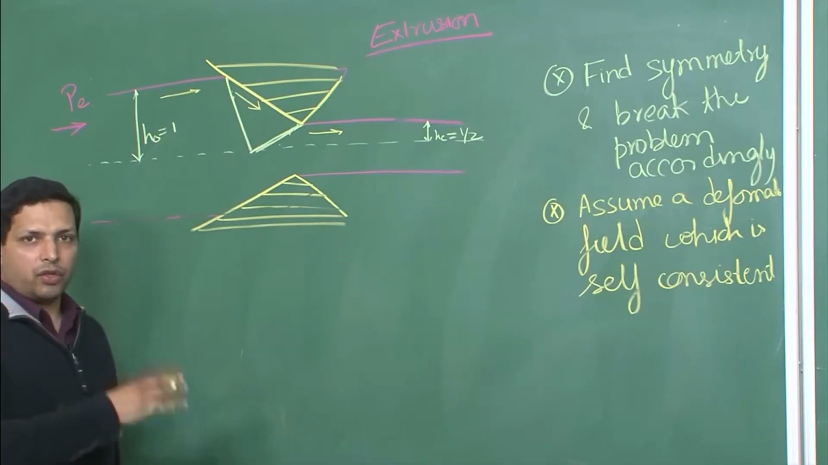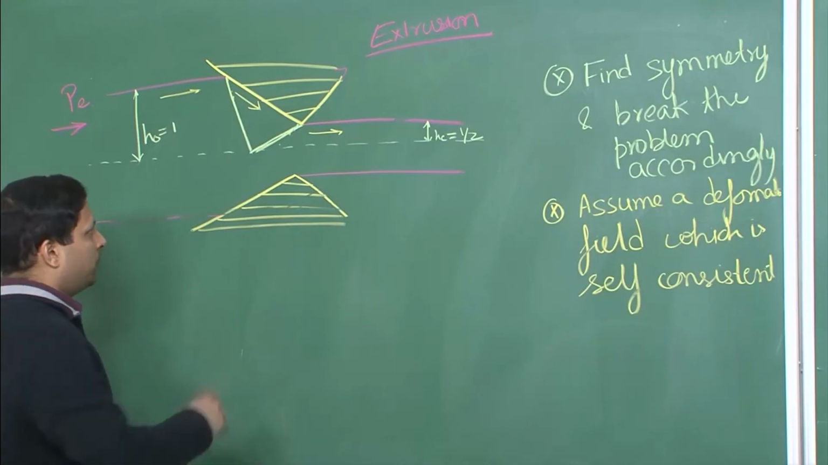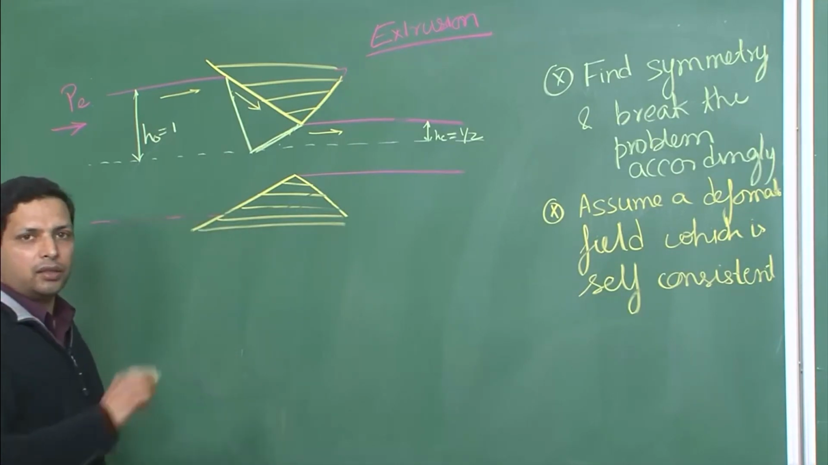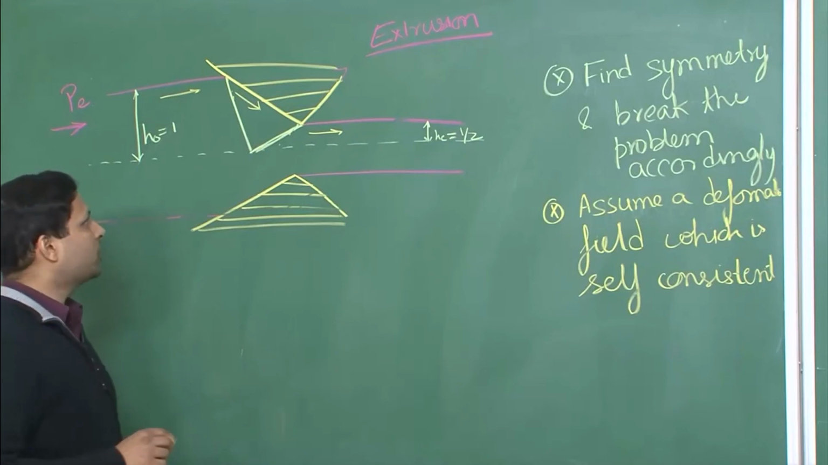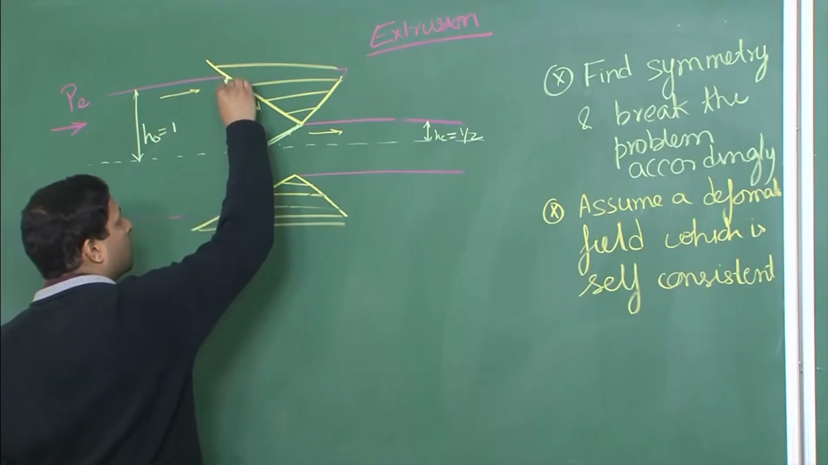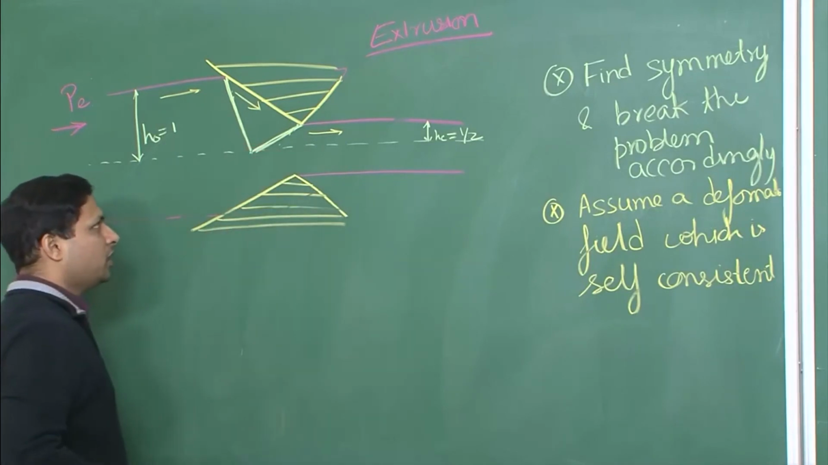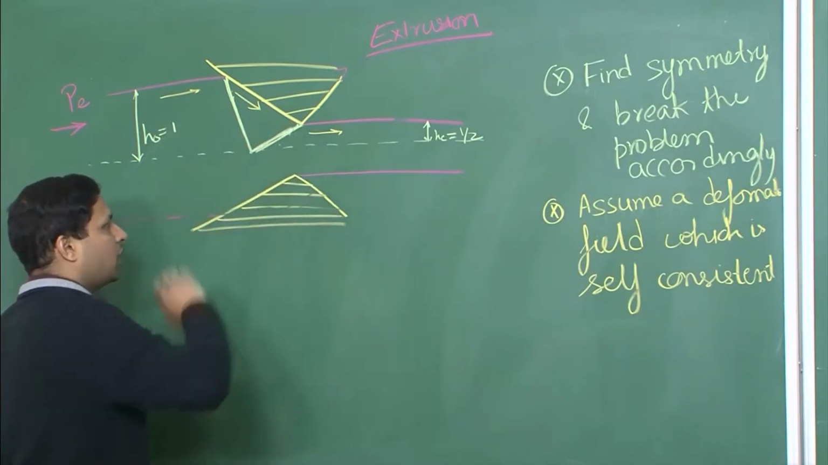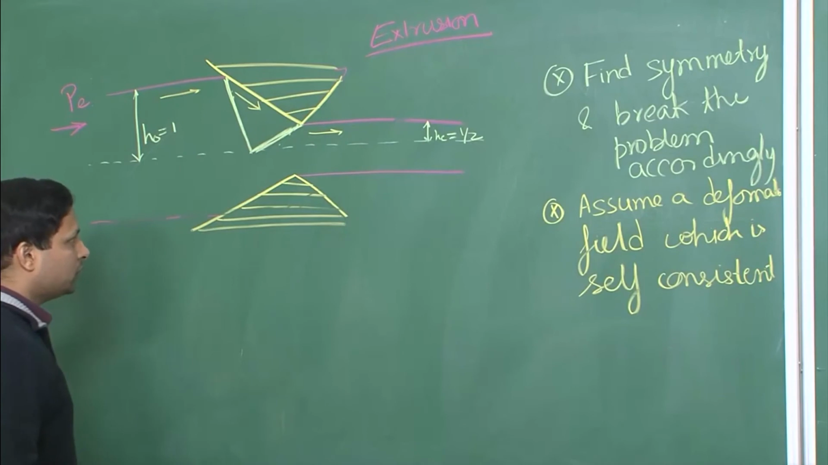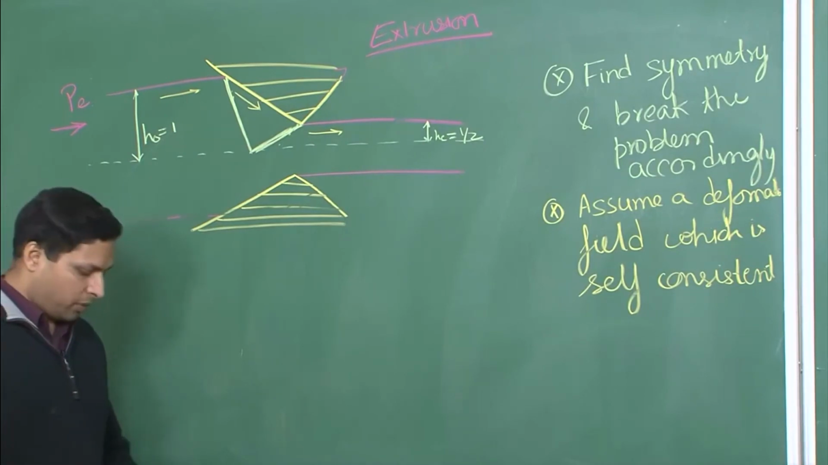But what is the use of it? We will also come to that. But for now, let us say that this is the user defined deformation field and this is one of the discontinuity lines where the shearing is taking place. This is another discontinuity line where the shearing is taking place.